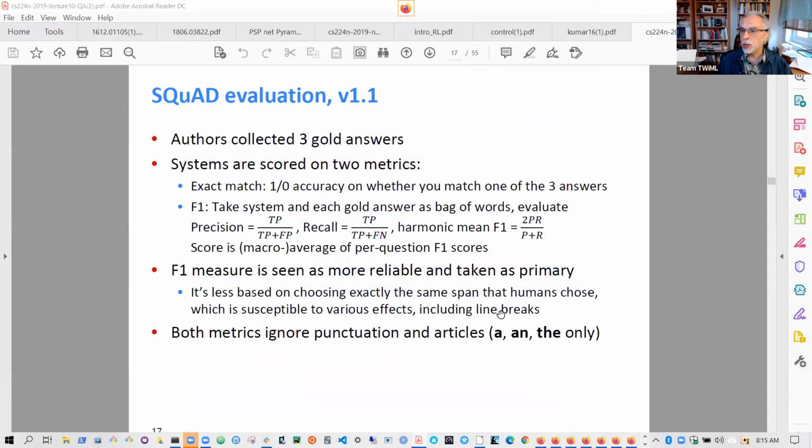In the first version, SQuAD 1.1, all questions had answers, so that in a sense made it easier. You weren't allowed to ask questions that didn't have an answer in the passage. And then there were two ways of scoring. One was exact match. You had to get one of the three answers, and you got a 1 if you did that, and a 0 otherwise.